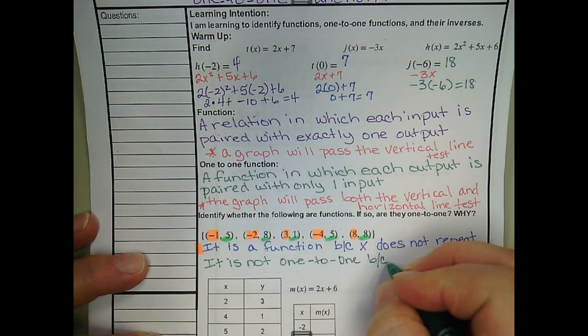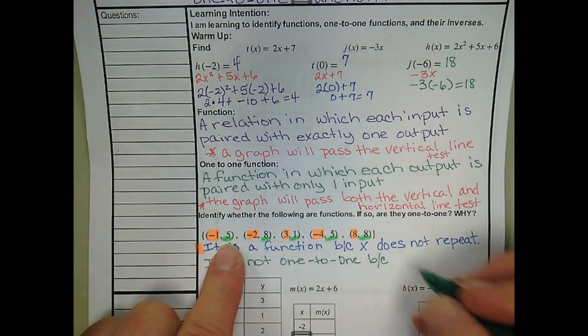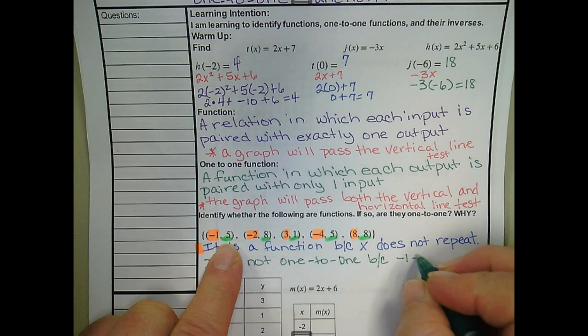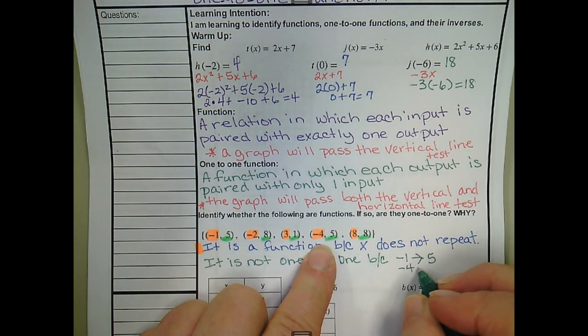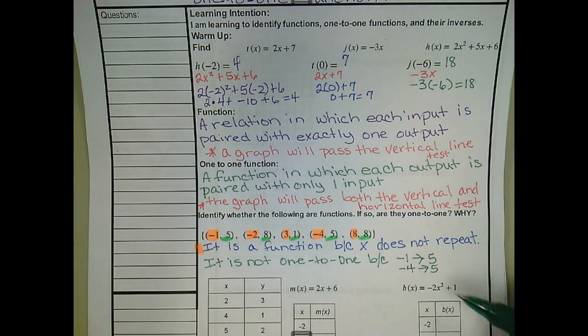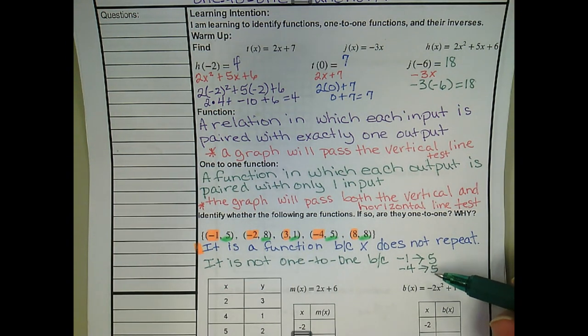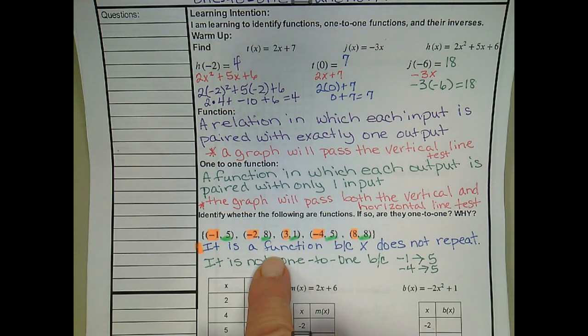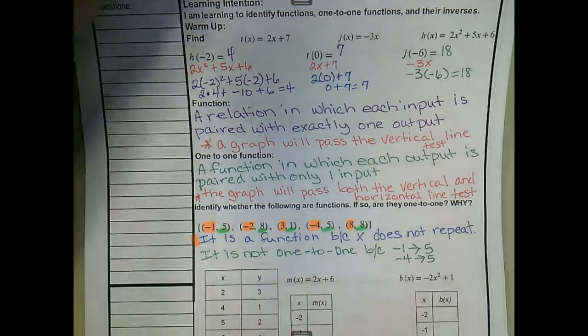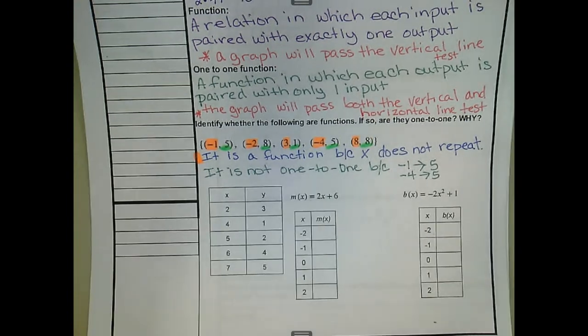Because all I have to do is one example. -1 is mapped to 5. -4 is mapped to 5. Because I've got the y value repeating, it is not 1 to 1. It is a function because x does not repeat, but it is not a 1 to 1 function because y does repeat. Okay.